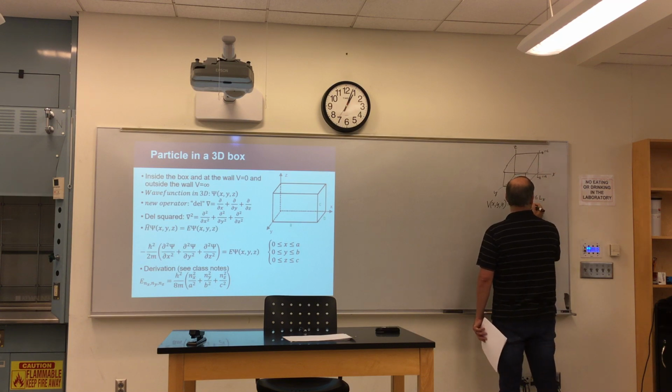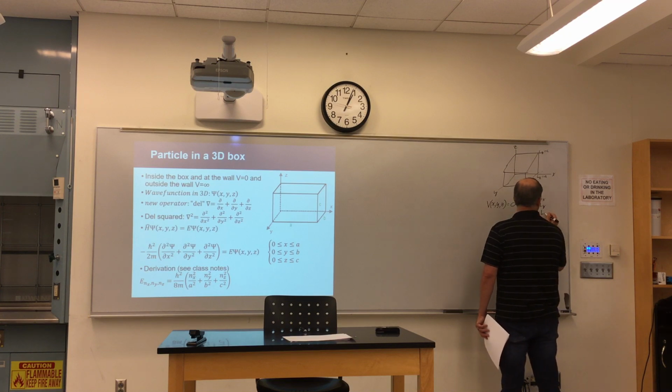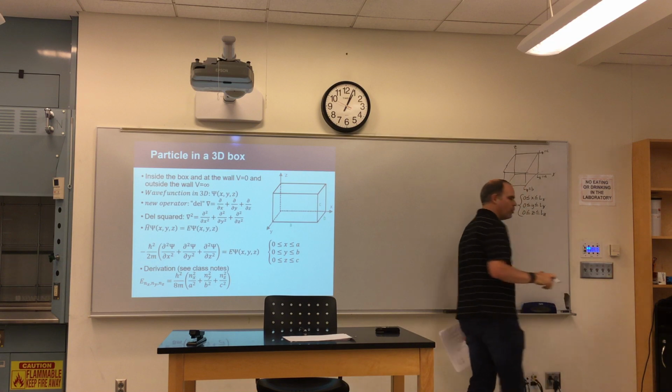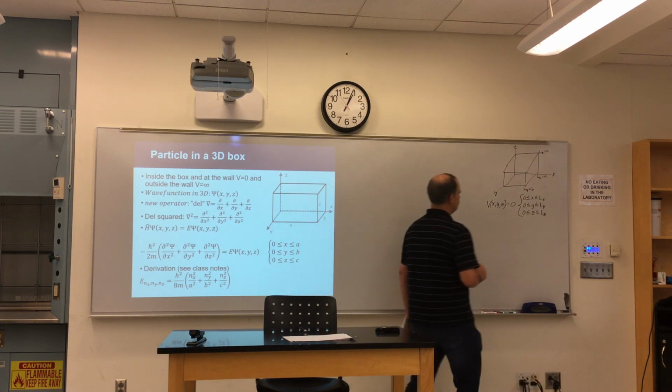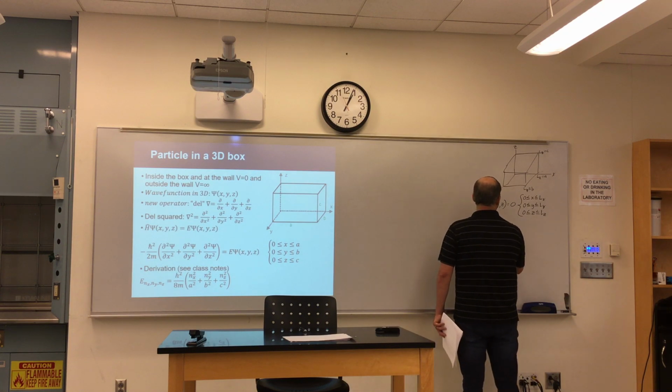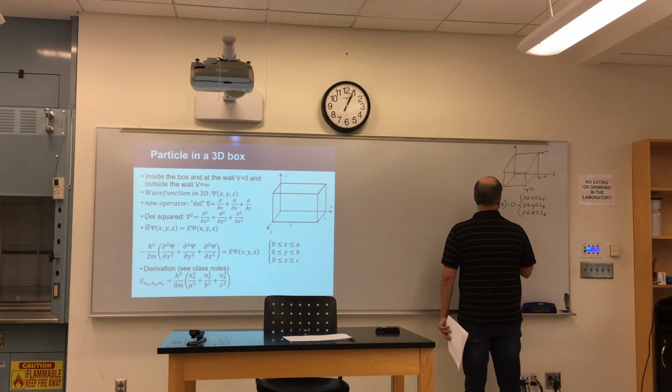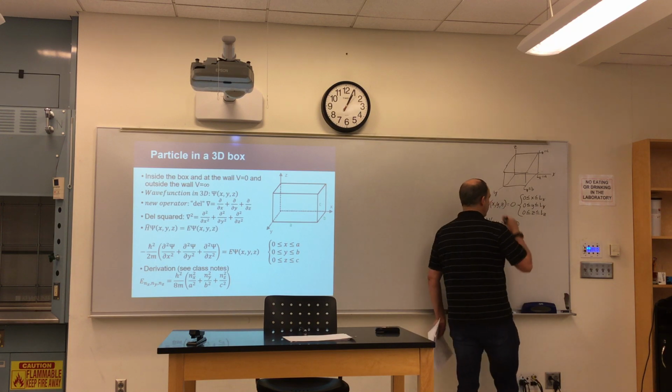So 0 is less than or equal to y, less than or equal to LY, and 0 is less than or equal to z, less than or equal to LZ. As long as you're within those ranges, there is no potential. V of x, y, z outside that range is infinity. All right, infinite boundary.